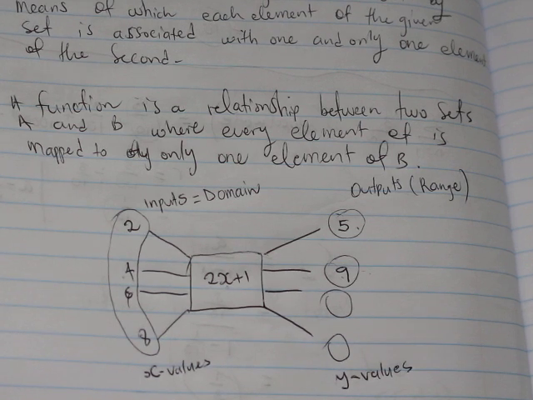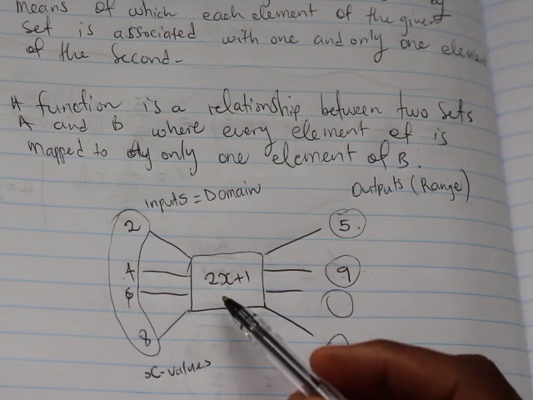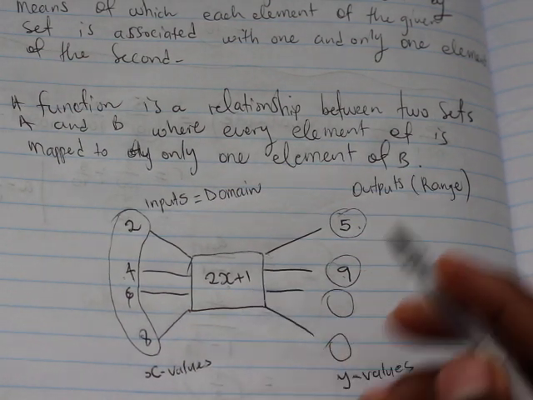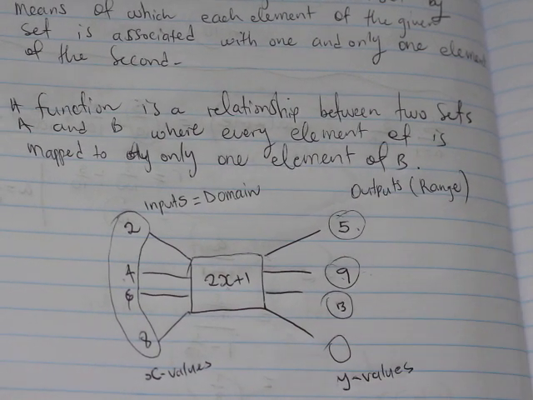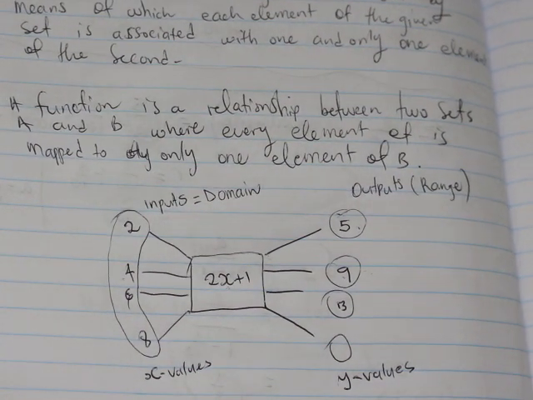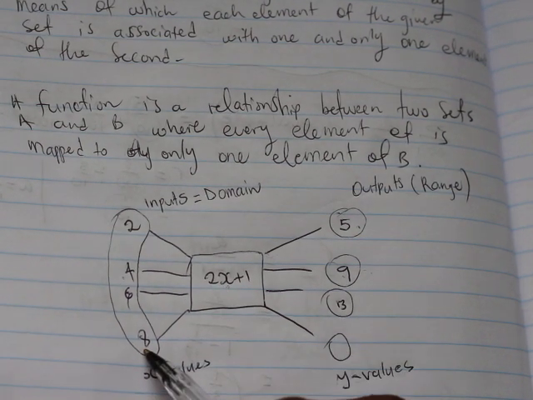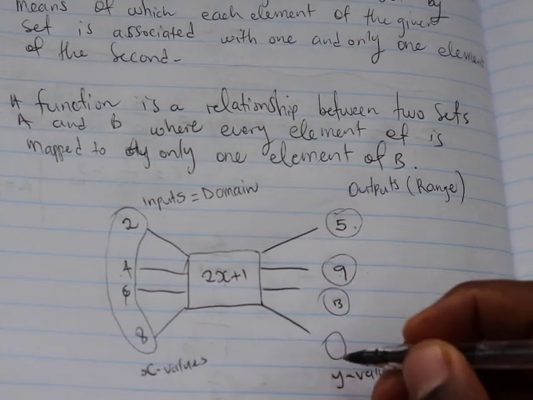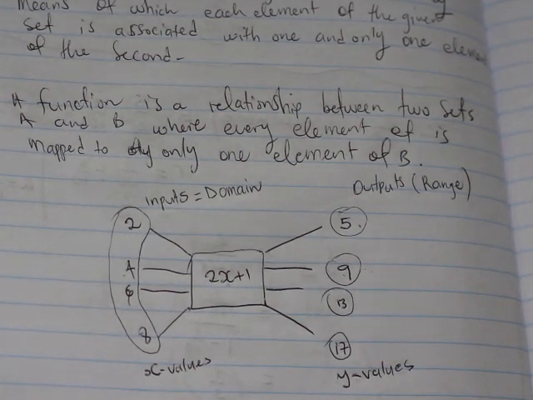Inputs have got corresponding outputs, domain and range, right? And then 6: 2 times the 6, that's 12, plus 1, that's 13. So 6 is mapped to 13. All right, then lastly the 8, we've got 2 times the 8, which is 16, plus 1, that's 17. So 8 is mapped to 17.